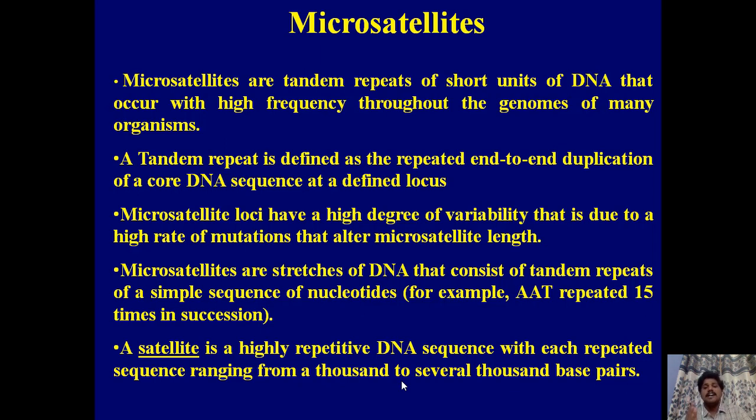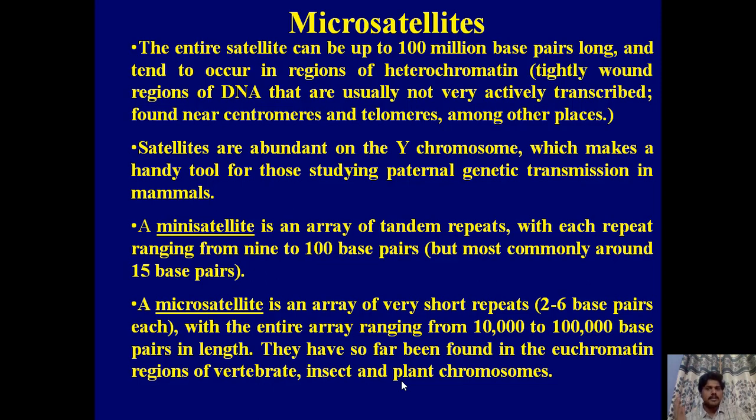A satellite is a highly repetitive DNA sequence, with each repeated sequence ranging from 1,000 to several thousands of base pairs. So the entire satellite can be up to 100 million base pairs long and tends to occur in the regions of heterochromatin, tightly wound regions of the DNA that are usually not actively transcribed, found near the centromeres and telomeres, and also sometimes in other places. So chromosome, centromere, and telomere regions. Then satellites are abundant on the Y chromosome, which makes them a handy tool for studying paternal genetic transmission in mammals.